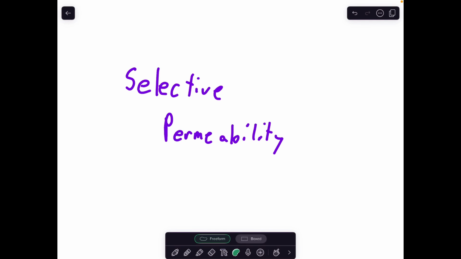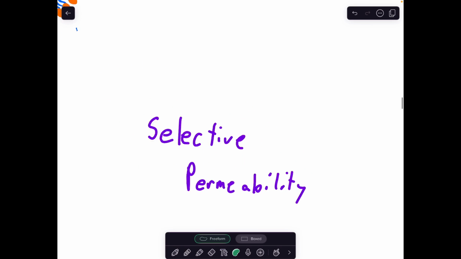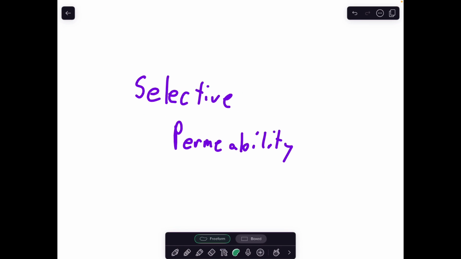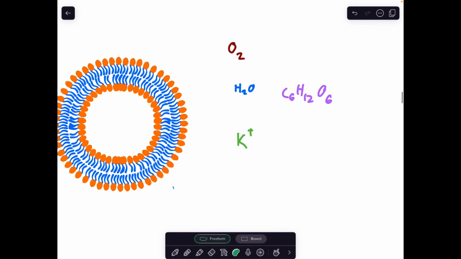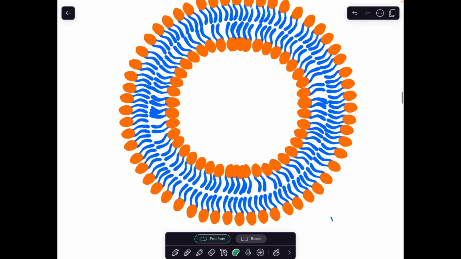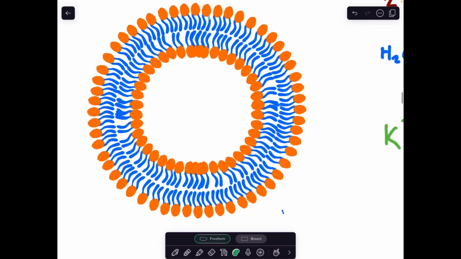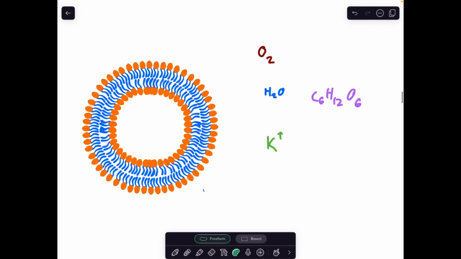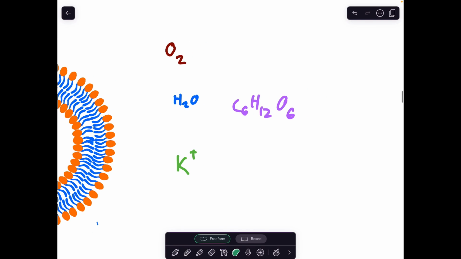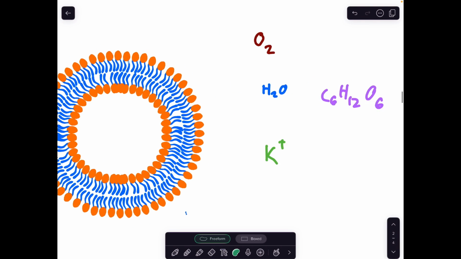The next thing I'll be talking about in this video is selective permeability. Selective permeability is just when a cellular membrane allows some things to enter and doesn't allow some things to enter. So here we have a cellular membrane. Cellular membranes are very prevalent in human life and in biology and any living thing. And here we have some common solutes that we may see in life and biology. To understand this, we have to understand which ones can enter and which ones cannot enter.